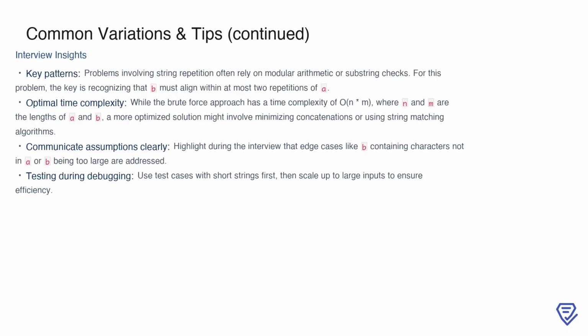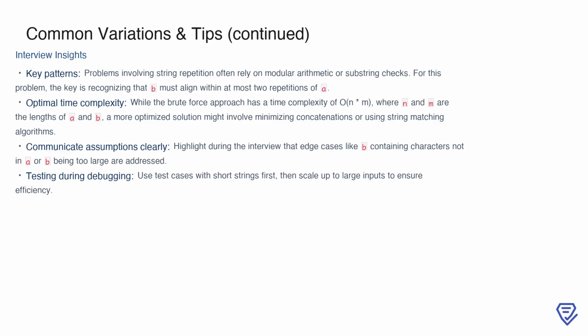When preparing for interviews, it's helpful to recognize key patterns and problems involving string repetition. For this problem, the critical insight is that B must align within at most 2 repetitions of A. This understanding can simplify your approach. In terms of complexity, the brute force method has a time complexity of O(n*m), where n and m are the lengths of A and B. However, optimized approaches can reduce the number of concatenations or leverage string matching algorithms for better performance.